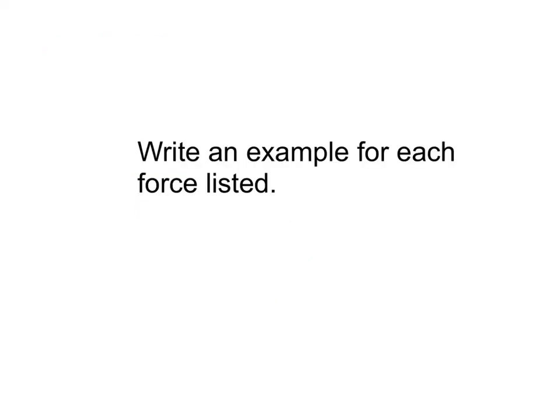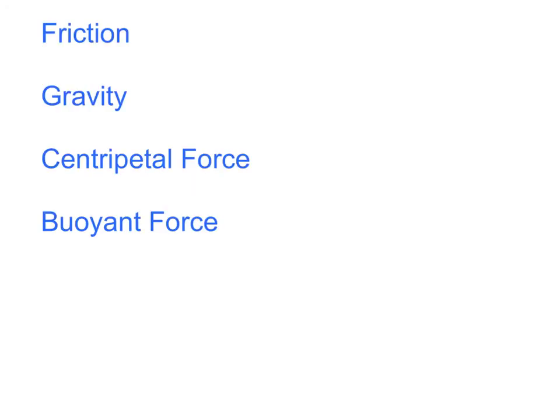This will be a little easier. Write an example for each force listed. As long as you have two surfaces touching and rubbing against each other and it's opposing motion, you've got friction. It could also be something like using sandpaper, because you use sandpaper to create friction. So I'm going to use sandpaper for my example.